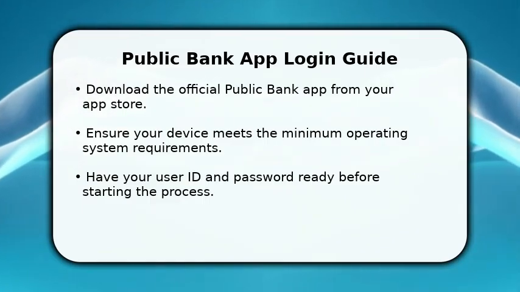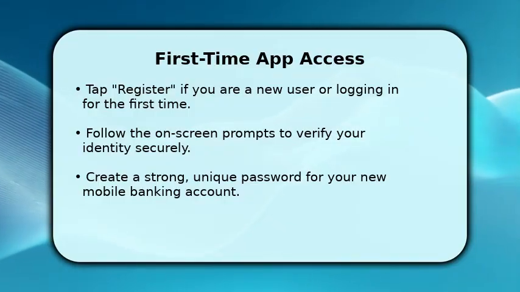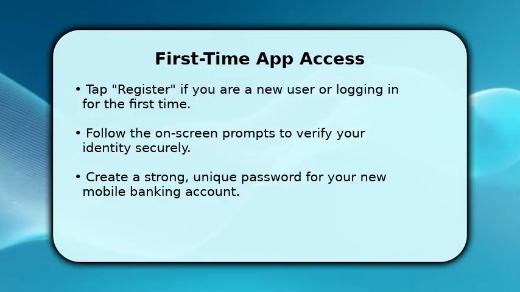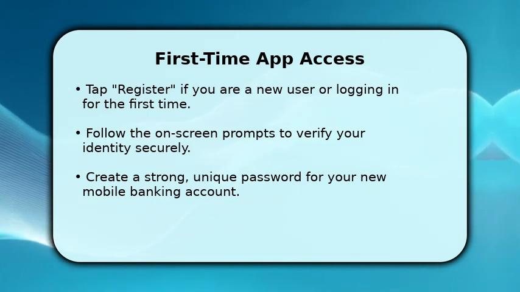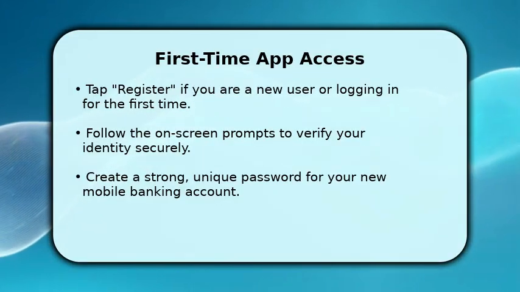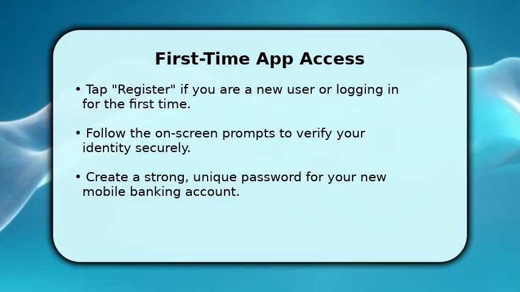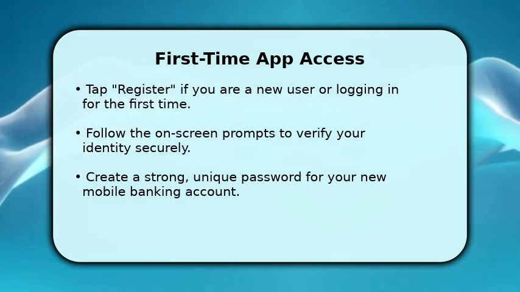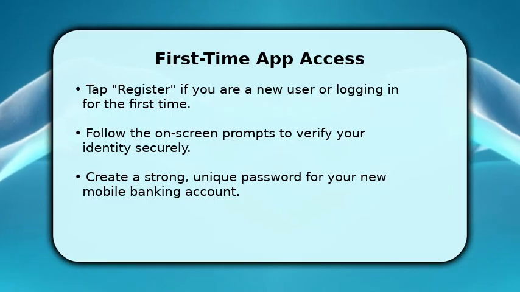Let's get started. If this is your first time using the app, you'll need to register your account. Look for the Register or First-Time Login option on the main screen. The app will then guide you through a secure verification process, which might involve entering some personal details or a one-time password sent to your registered phone number. Once verified, you can set up your new, strong password. Remember to choose a unique password for enhanced security.